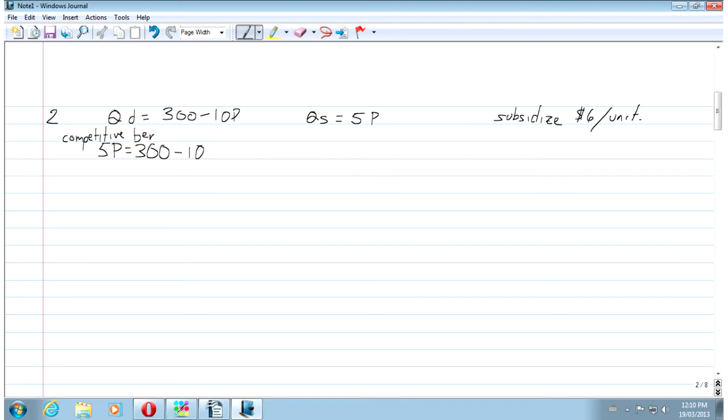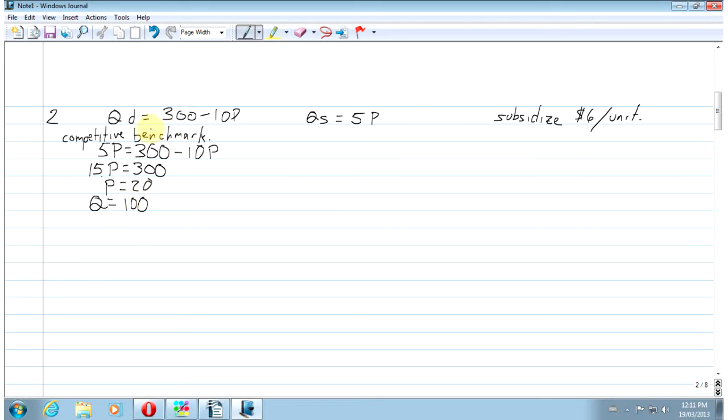In academia, we like to call it a benchmark, meaning with no distortions. So 5p equals 300 minus 10p, 15p equals 300. So p, sorry, I'm just doing this on the calculator. I know it's 20, but I don't want to make any mistakes. So the price is 20, which means Q is 5 times 20, which is 100.